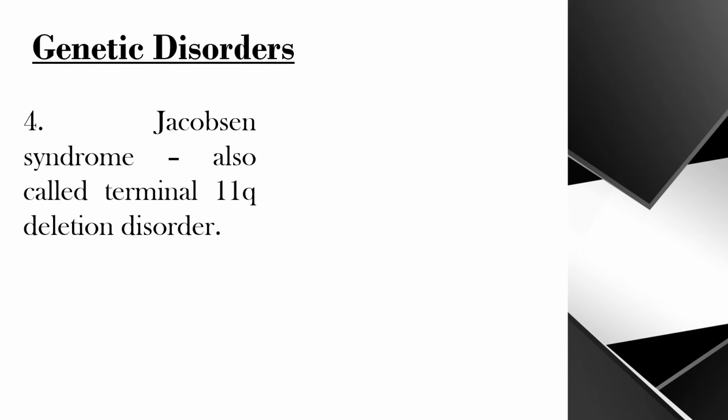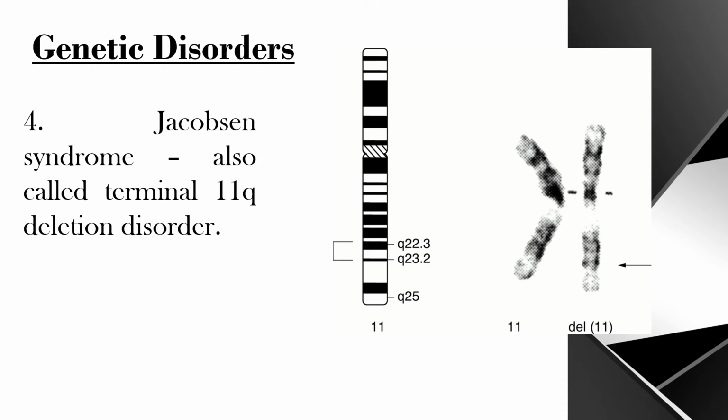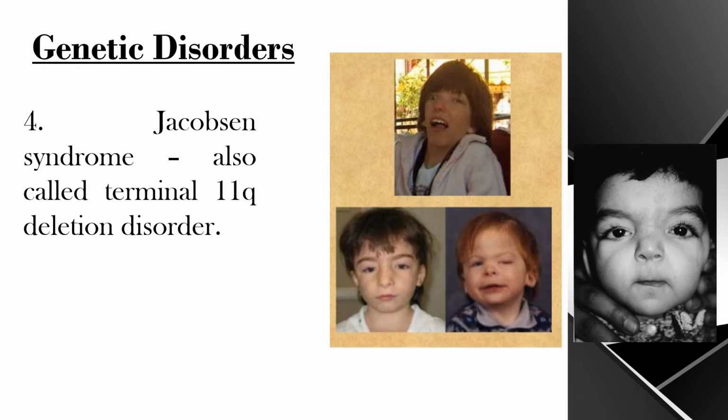The fourth genetic disorder is Jacobsen syndrome, also called terminal 11q deletion disorder. This is the image of chromosome of Jacobsen syndrome. This is a very rare disorder, and those affected have normal intelligence or mild mental retardation with poor or excessive language skill. Most have a bleeding disorder called Paris-Trousseau syndrome.